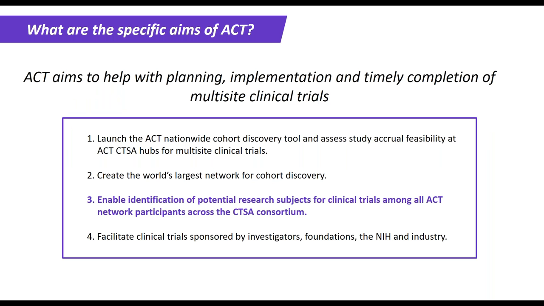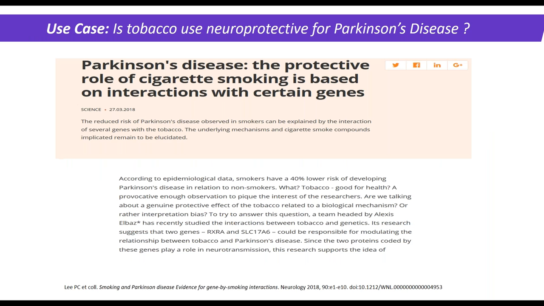So we already talked about these aims. I'm not going to go over them again, but what I was going to point out is that we're talking about aim three right now, enabling identification locally. So here's my use case that I talked about this morning that's taken a little bit further with Parkinson's and tobacco use. It's been studied for a while, and now it's at the level where a group in France was looking at the genes that are involved, and they actually found 9 SNPs.